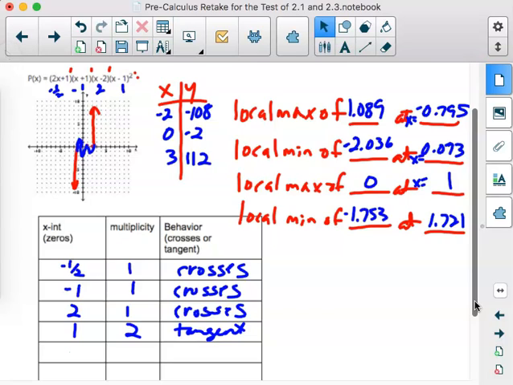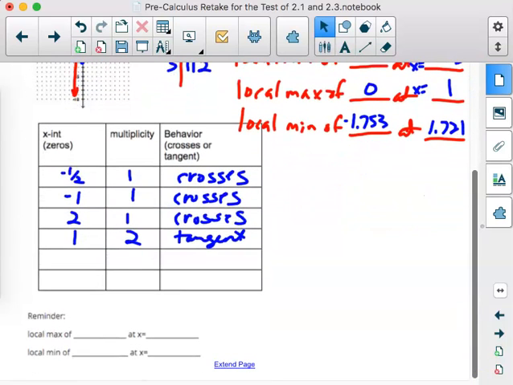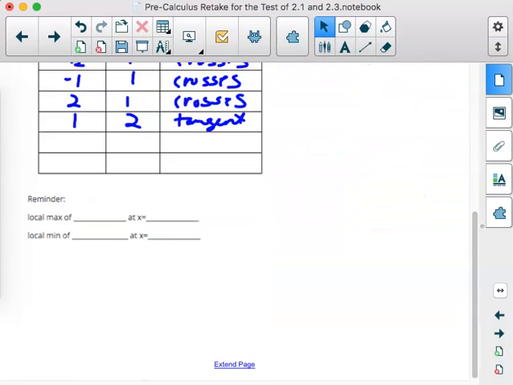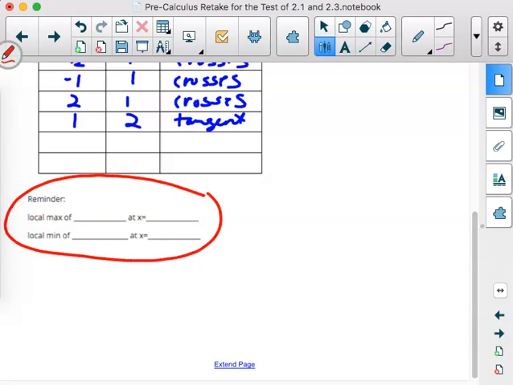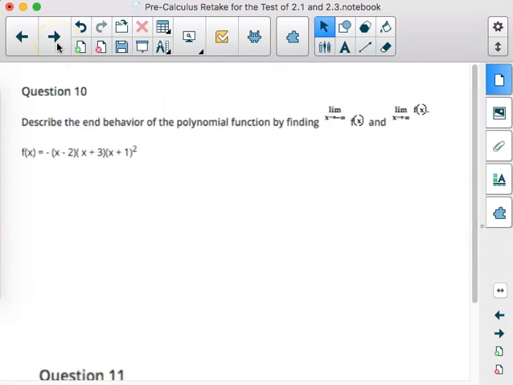So if there is anybody who believes they were not finding the local maxes and local mins properly, we could do a little Google Meet on that. But like I said, I think more often than not, you just saw 2 slots and you put 2 answers down. So this is what I meant by the fact that I had put this down here. Notice that it just says reminder. That was so that you would be thinking about the fact that the y's are what's really important. We're finding the heights.